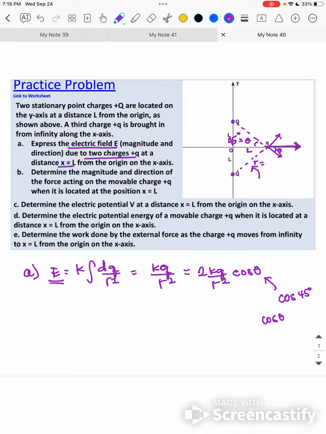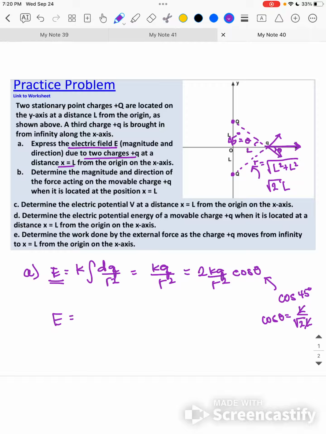First, we have to figure out what r is. It's the square root of L squared plus L squared, which is root 2 L. And then for cosine theta, if I wanted to use similar triangles, I would get L over root 2 L. And so cosine theta is 1 over root 2. You'll notice that we get the same answer, so I'm going to use both methods.